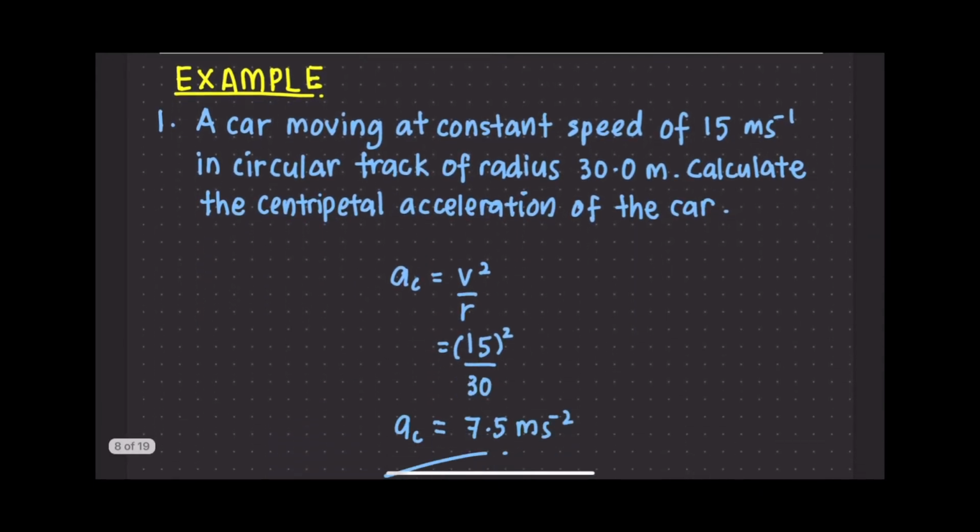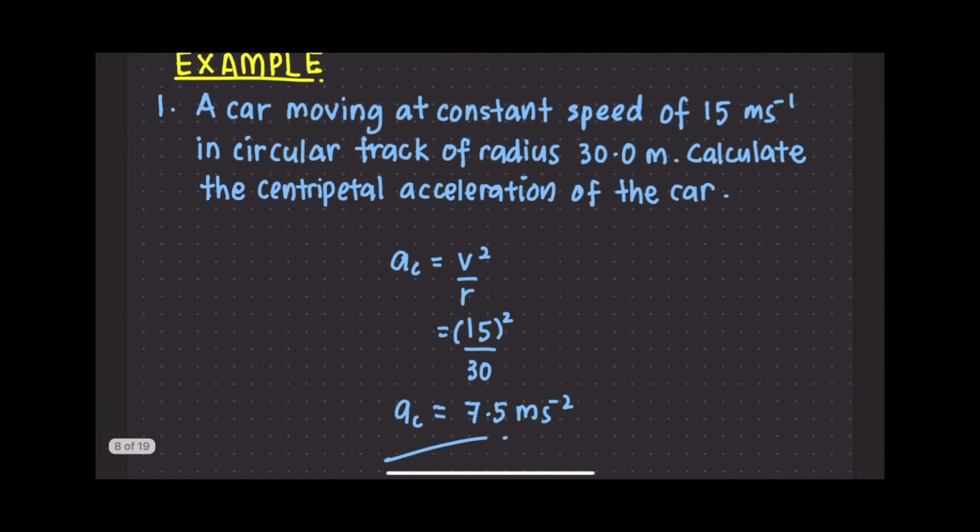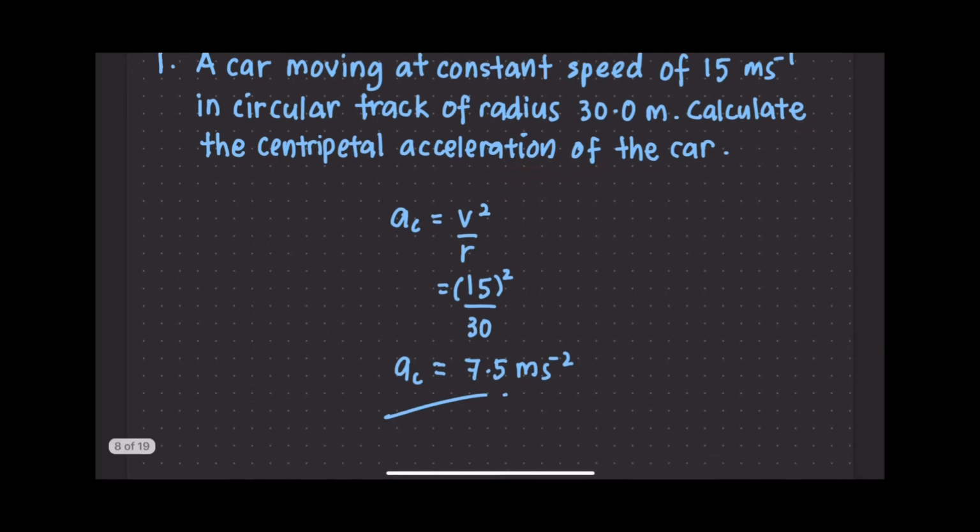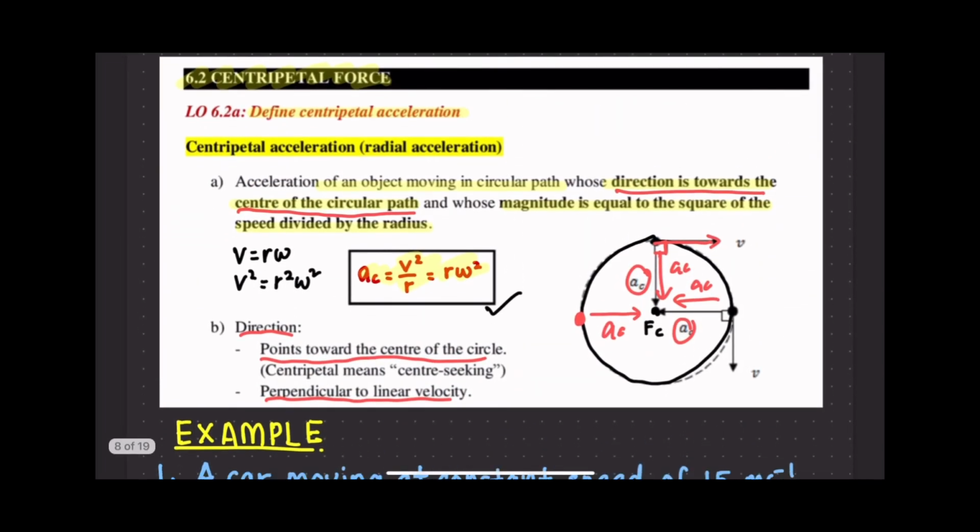Okay, next example. So, let's say here we have a car moving at a constant speed of 15 meter per second in the circular track of radius 30 meter. Calculate the centripetal acceleration of the car. So, by using formula AC is equal to V squared over R. So, substitute the value of velocity is 15 divided by radius is 30. So, AC that we get is 7.5 meter per second square. Okay, so as you know that AC also we call it as radial acceleration.